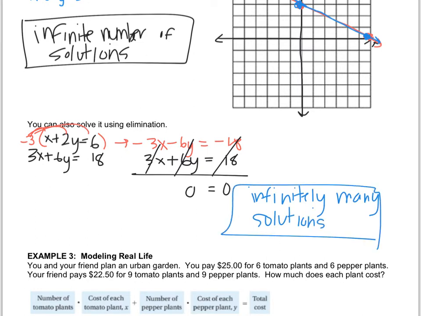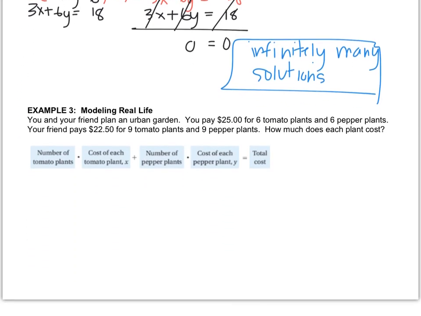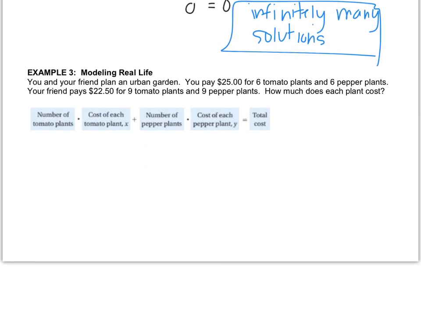All right, before we wrap this up, let's check out this word problem down below. You and your friend plan an urban garden. You paid $25 for 6 tomato plants and 6 pepper plants. Your friend pays $22.50 for 9 tomato plants and 9 pepper plants. And then what we have to do is figure out how much each plant costs. So they give us the setup guide again. So let's do that. So first one is for you.